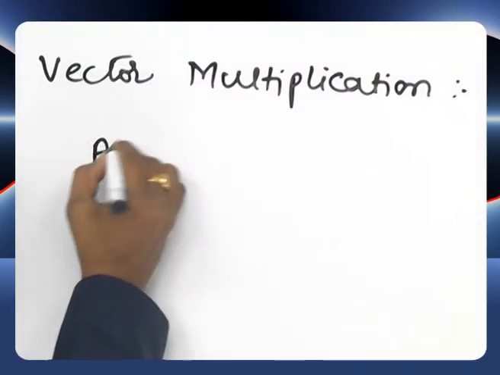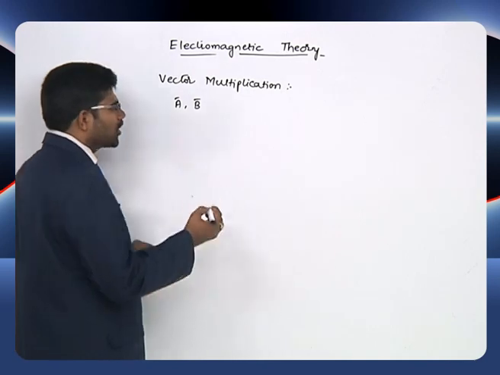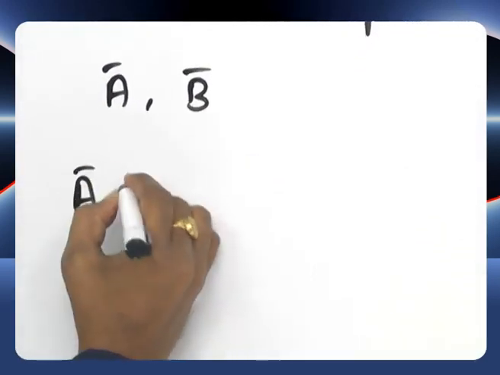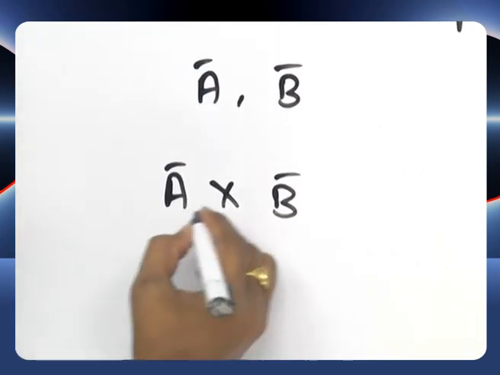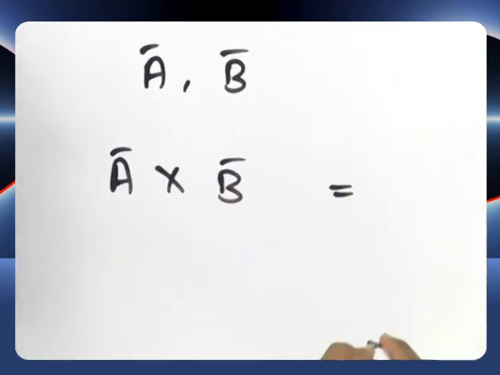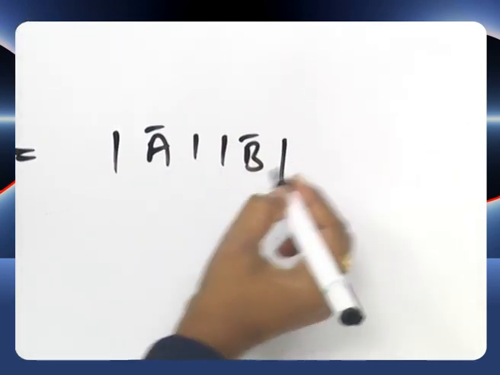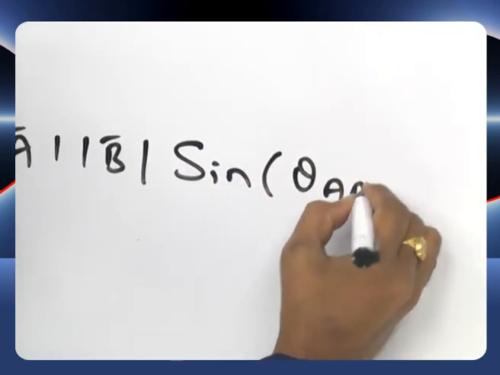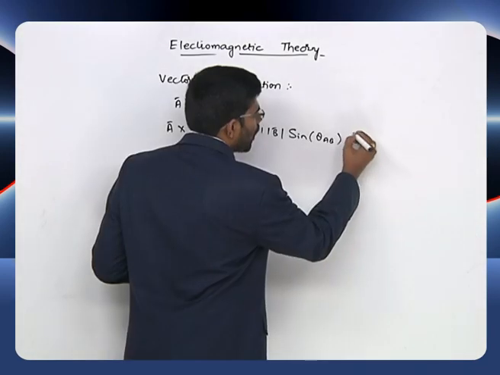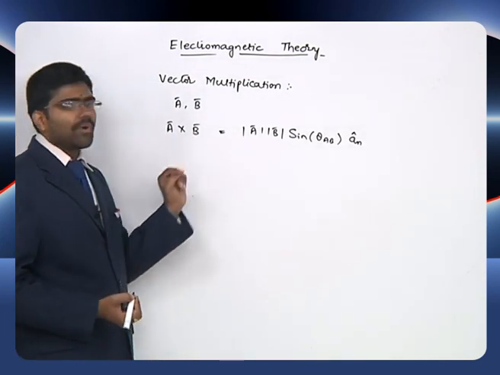Let us take a bar and b bar. These are two vectors. Then how is the cross product between these two defined? The notation for that cross product is a cross between these two vectors, that is a bar cross b bar. Simply, it is defined as magnitude of a bar multiplied with magnitude of b bar, sine of the angle between them, multiplied with a normal unit vector which is perpendicular to both a bar and b bar.